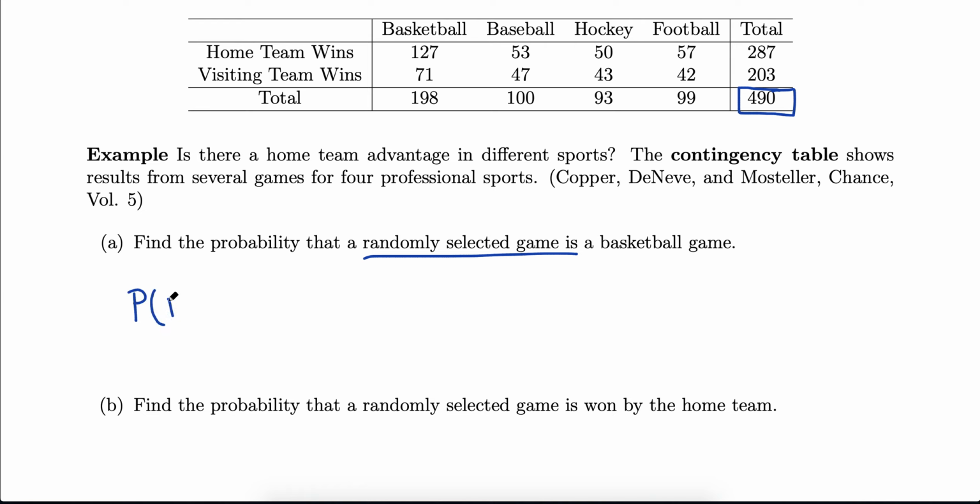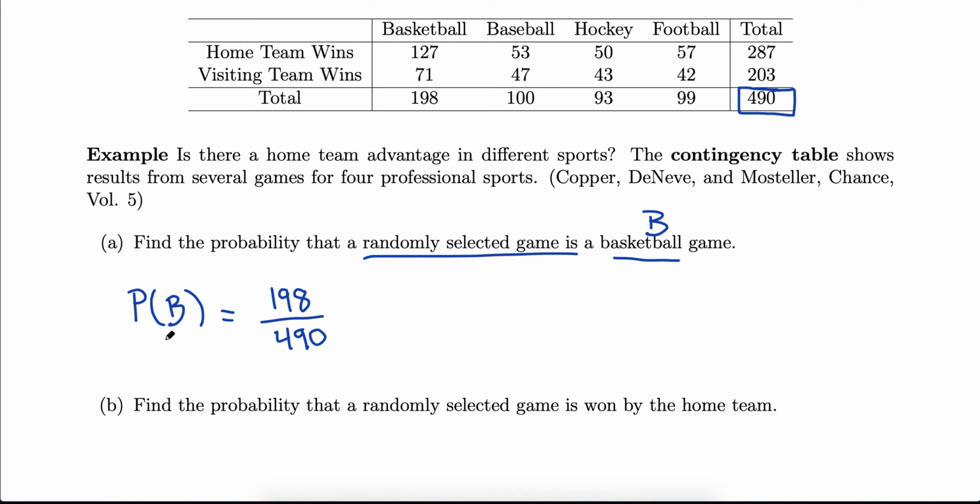So probability basketball. I'm going to let basketball here just be represented with a B. And if you look at your table, here's basketball, this first column, 198 of the total games were basketball games. So you guys are welcome to just leave your answer like this. You're done. Probability of a basketball game is 198 out of 490.